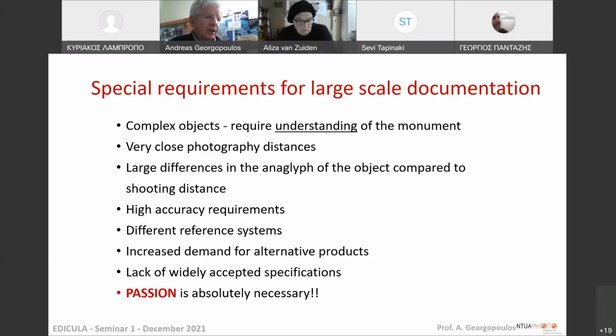And I would like to finish with this statement that passion for cultural heritage is absolutely necessary. I also say that to the students: if you are allergic to cultural heritage and to archaeological sites or to museums, etc., you are in the wrong course.